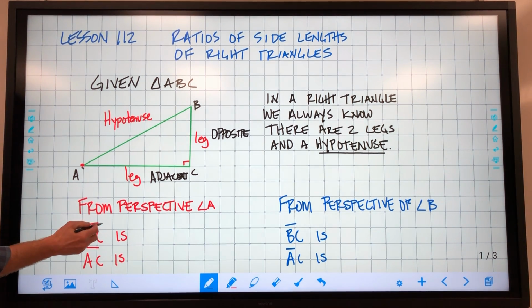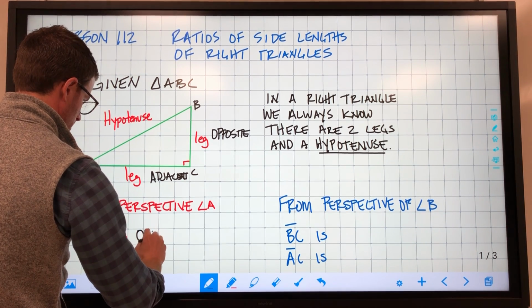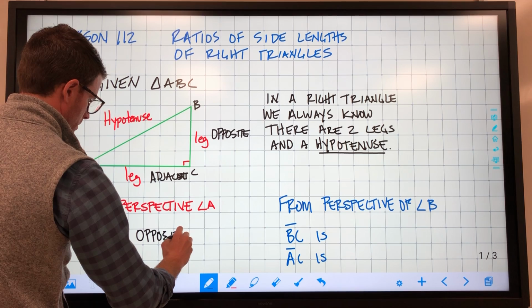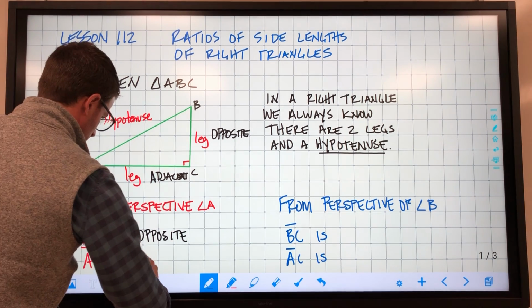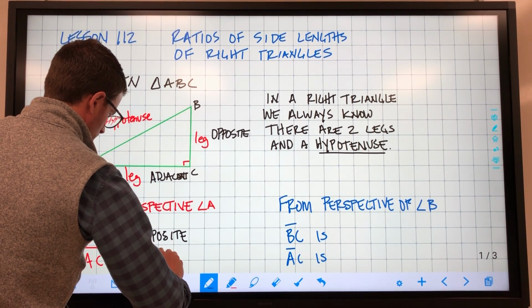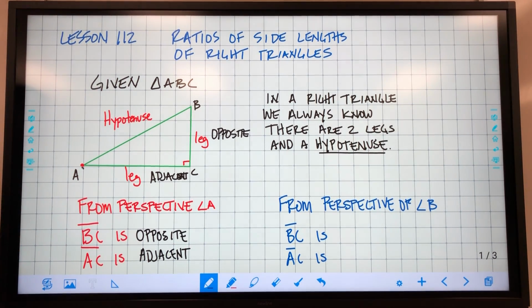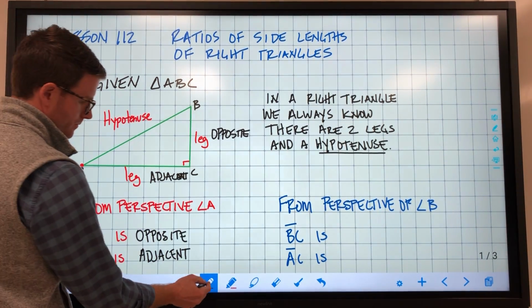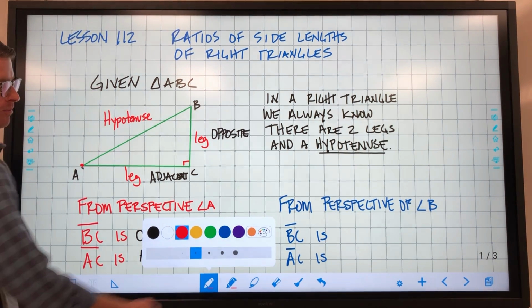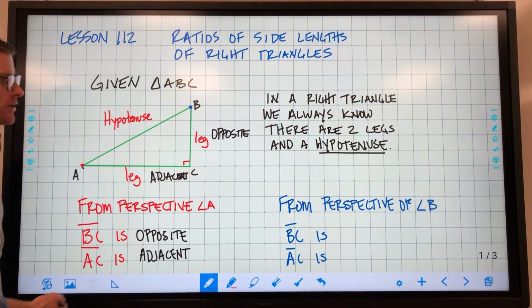So let's look from perspective A. Side BC is what? Well, that would be here. It's opposite. And side AC, here to here, is the adjacent leg. Now, this can change depending on which angle I'm looking at or looking from, okay? So let's say that I'm now looking from angle B, or from perspective B. So I'm here now. So now this is all going to change.